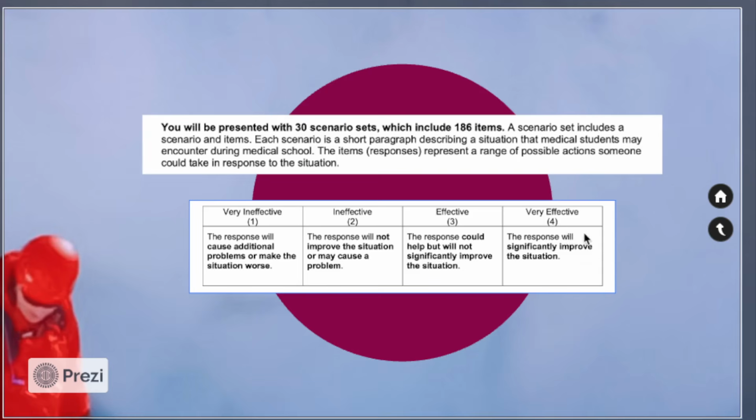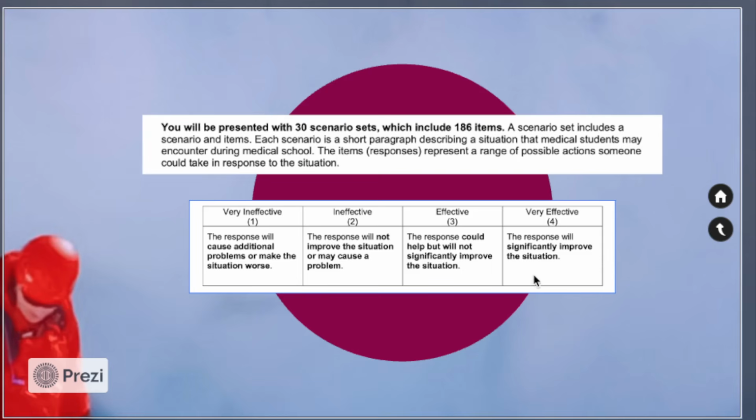So the most important information the AAMC gives us on how to differentiate between these answer choices is these definitions below, right? A very ineffective response will cause additional problems or make the situation worse. An ineffective response will not improve the situation or may cause a problem. An effective response could help, but will not significantly improve the situation. And a 4 response or a very effective response will significantly improve the situation.